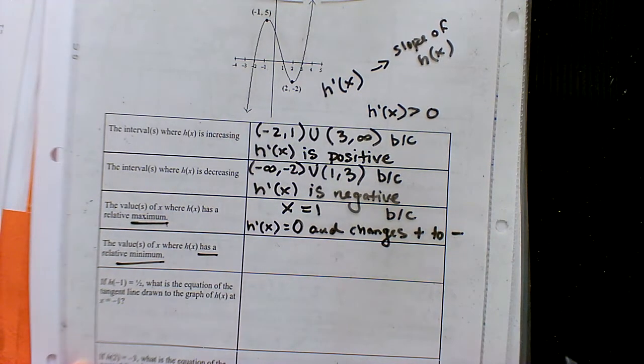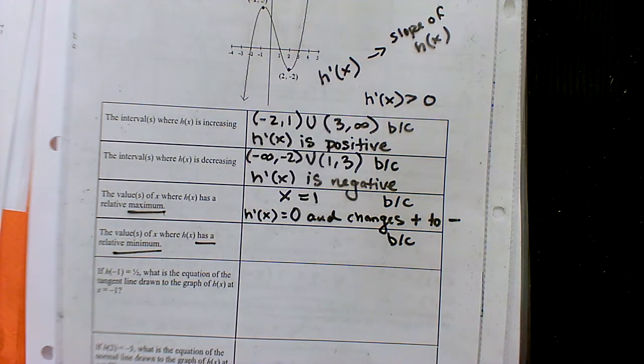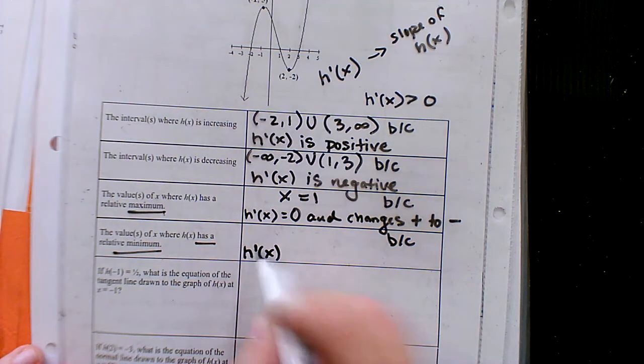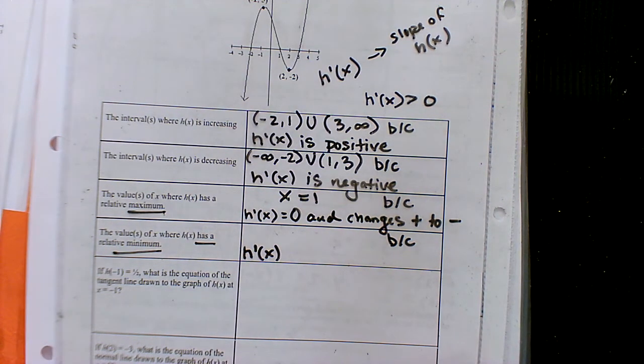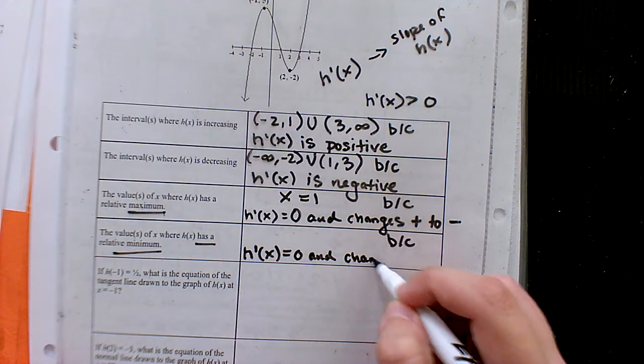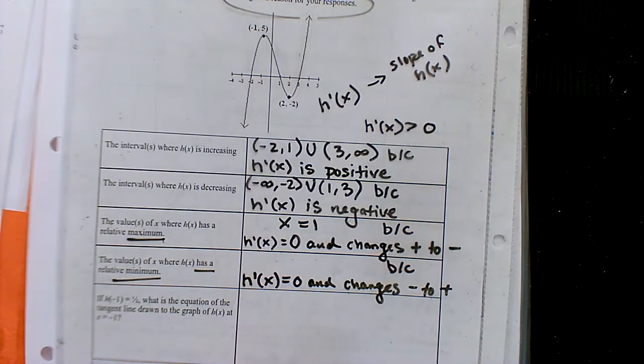All right, the next one we're trying to figure out a minimum. So before we even get there, maybe we can think about what we need to find. So if we're at a minimum, what are we looking for? The derivative is what? 0 and changes negative to positive. Okay, so we got to find that on our graph. So where in this graph is the derivative, or is the graph 0 rather, not the derivative 0, is this graph 0 and changes negative to positive?